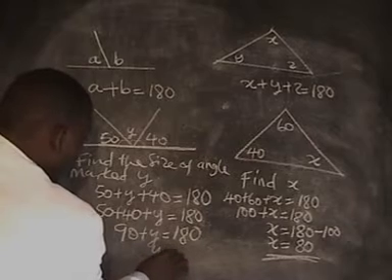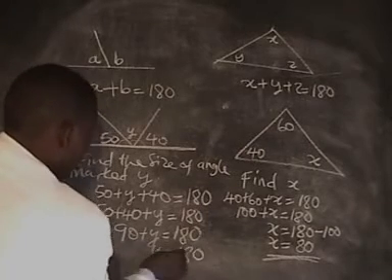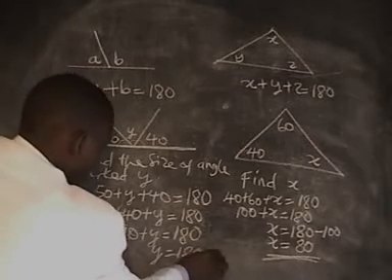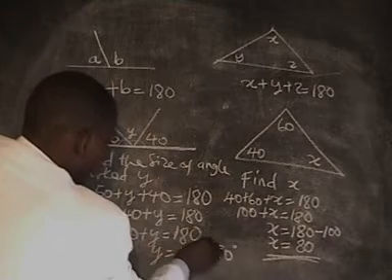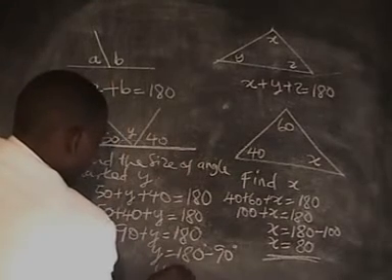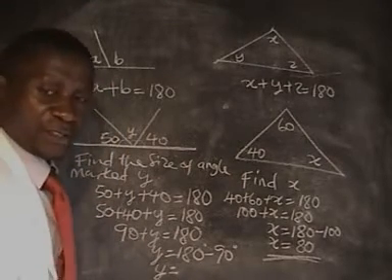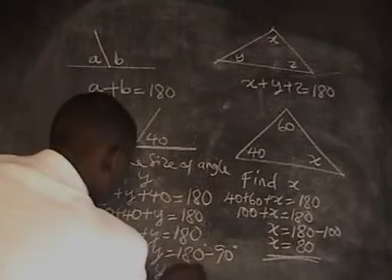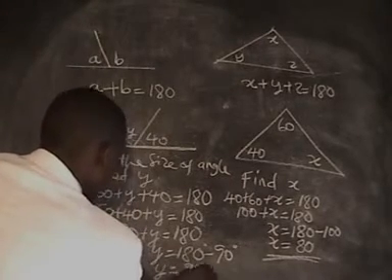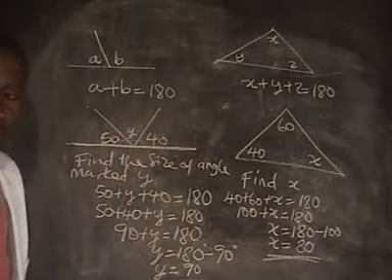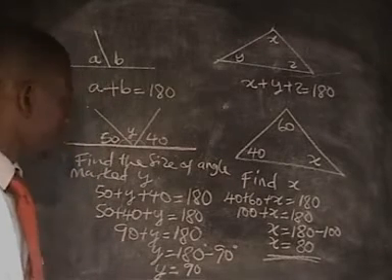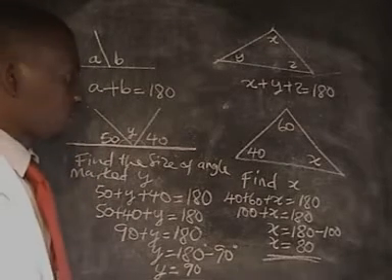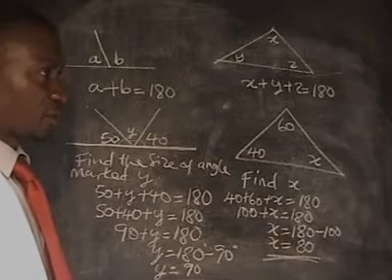Thereafter, y is equal to 180. If this positive 90 crosses the equal sign, it becomes minus 90. And that way, y is equal to 180 minus 90, and you get a difference which is 90. So this time around, y is equal to 90 degrees. I'm sure that is understood.